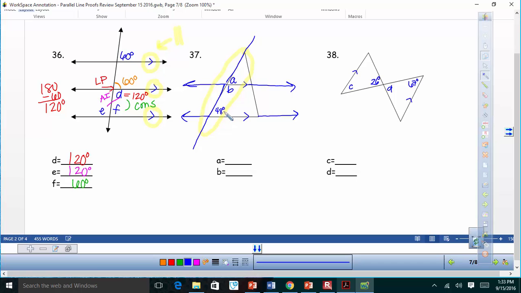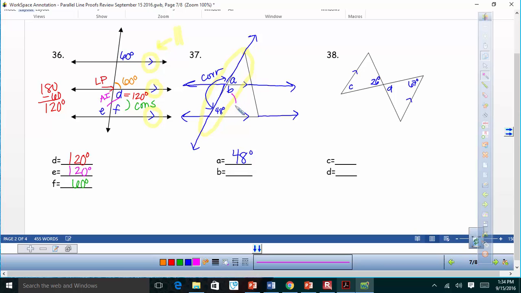Does 48 have a relationship with A or B? Okay, what relationships do we see there? Okay, so we have a corresponding angle. What is corresponding to 48? A. So if these are corresponding, that means that A is what? 48. Okay, and then what was the other angle relationship that I heard?